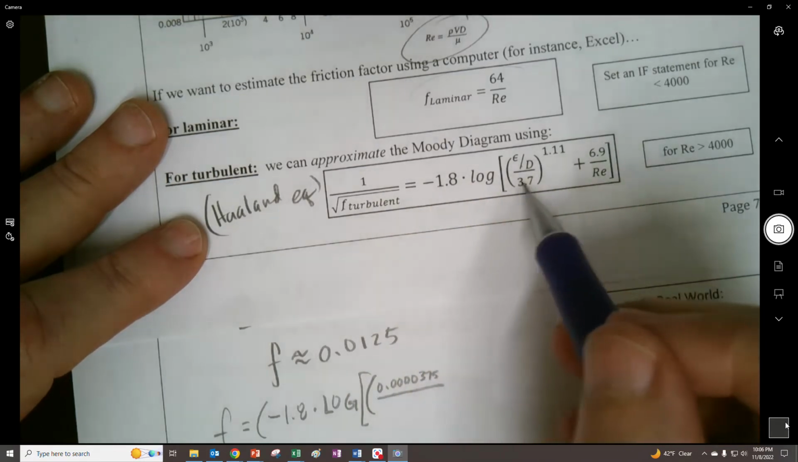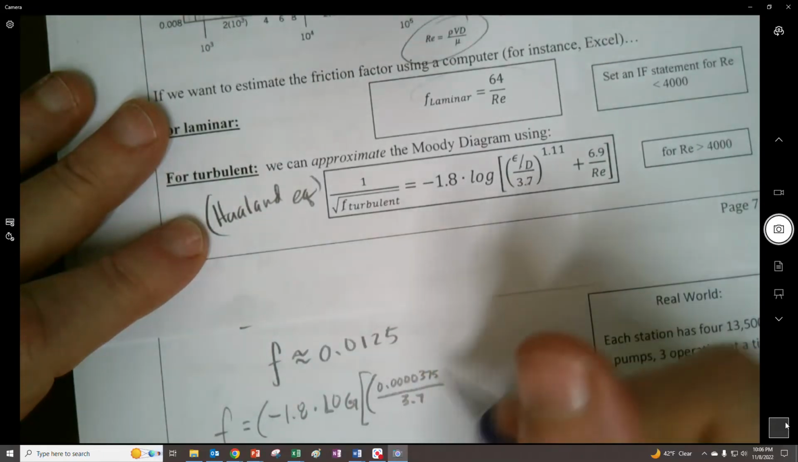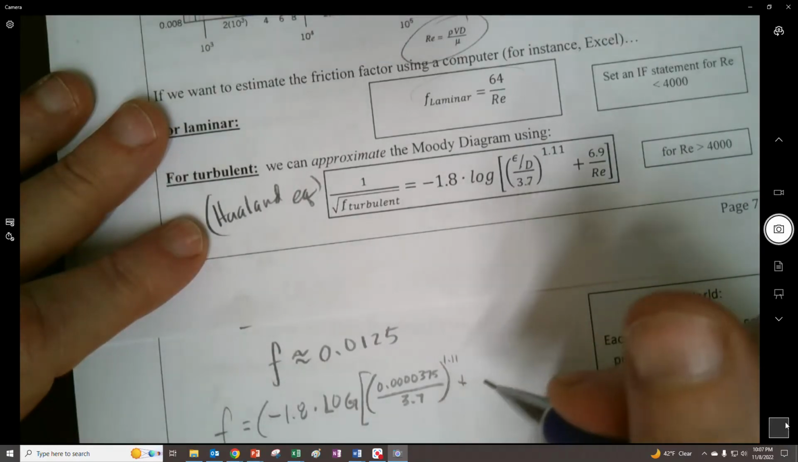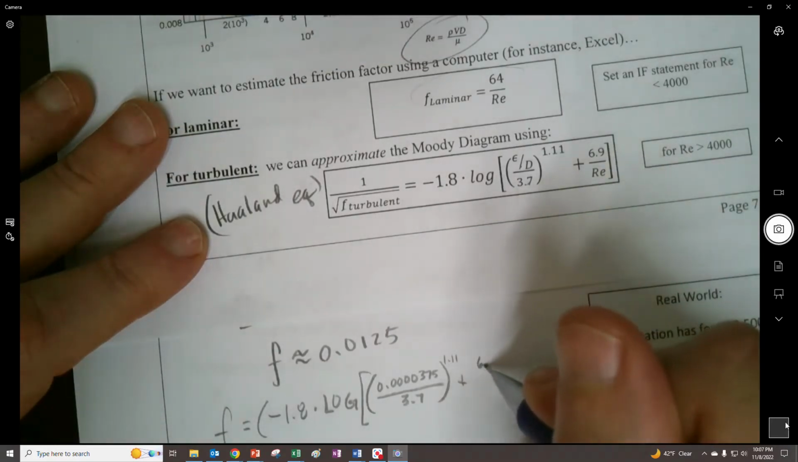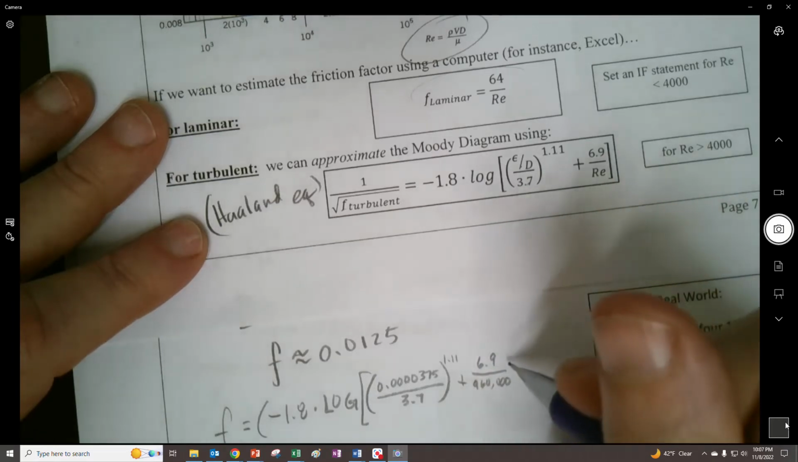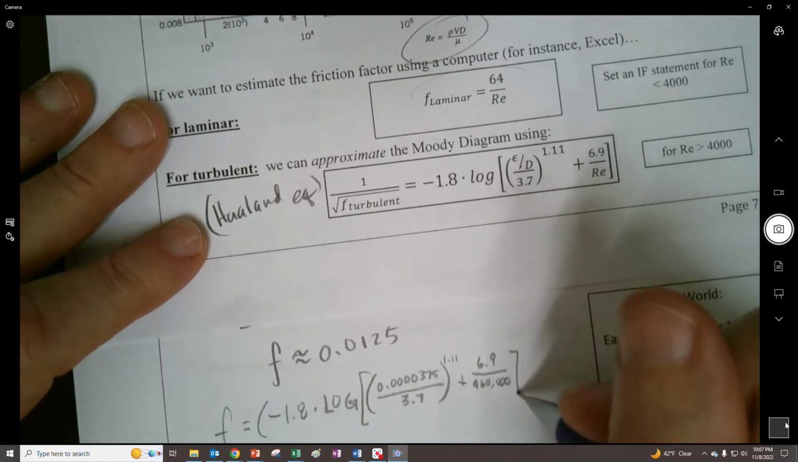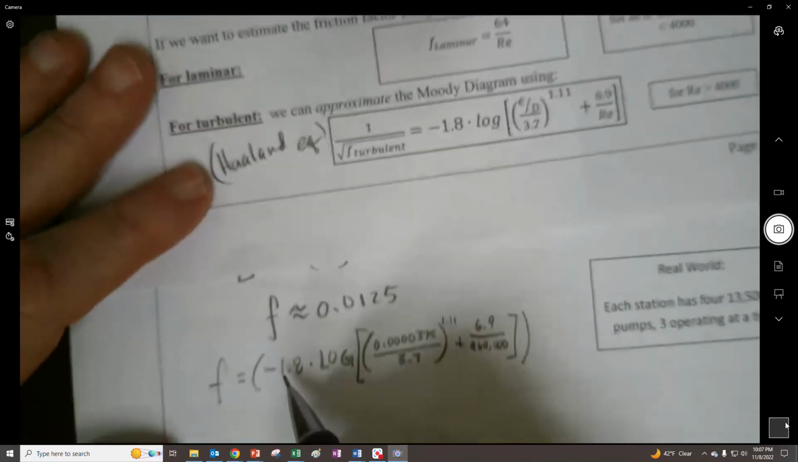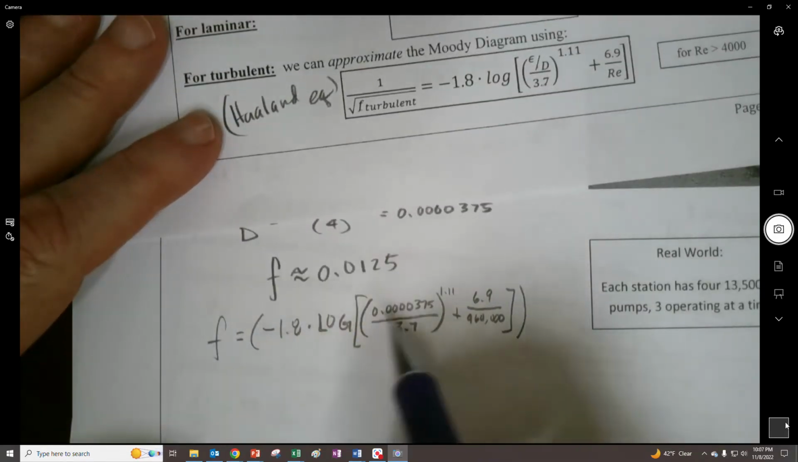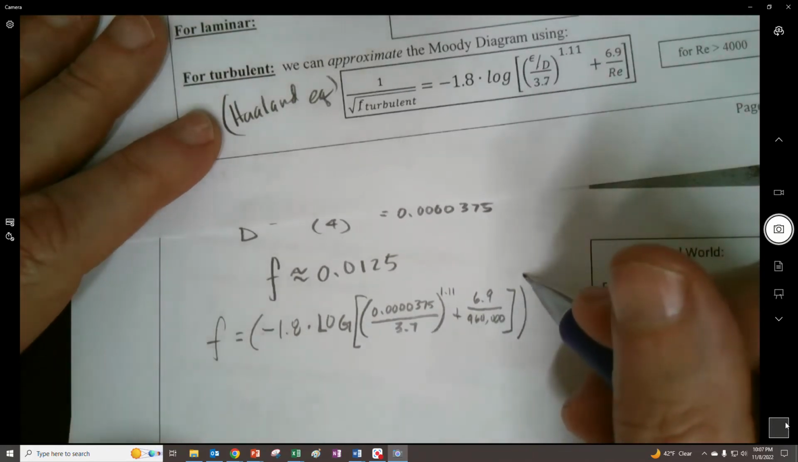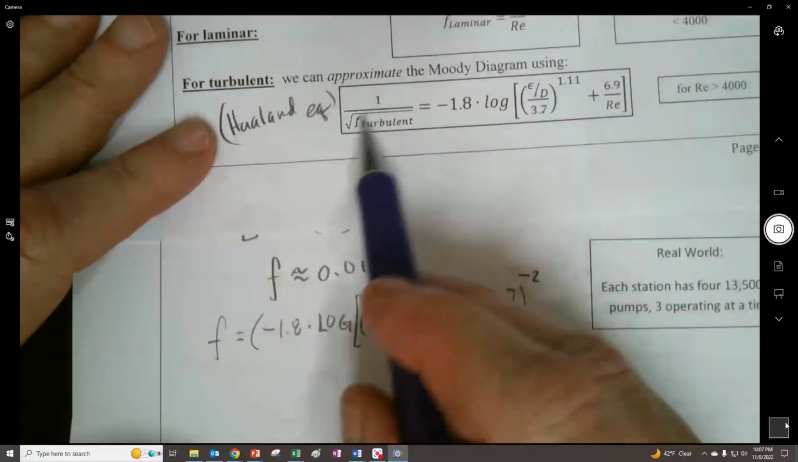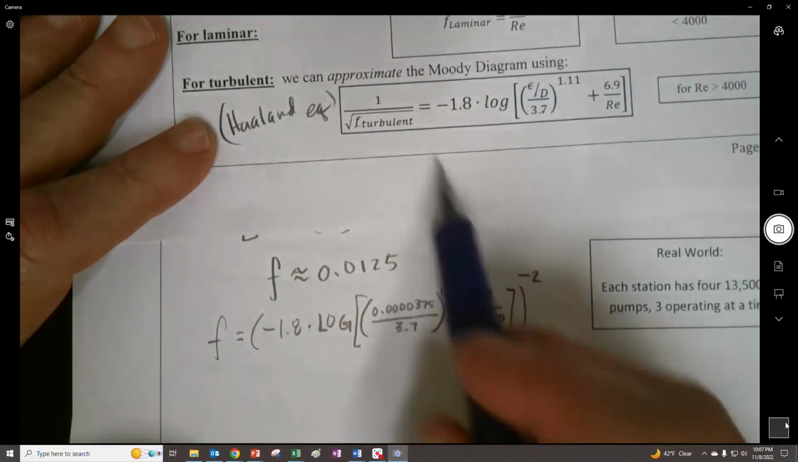Divide it by 3.7 and raise it to the 1.11, and then add 6.9 divided by 960,000, and close that bracket and then close that parentheses. And this negative, by the way, these are really small numbers, so it's going to end up negative, and that negative is going to go away. And this is going to be to the minus 2, right? Because this was square rooted, so we have to square this, and it was also 1 over it.